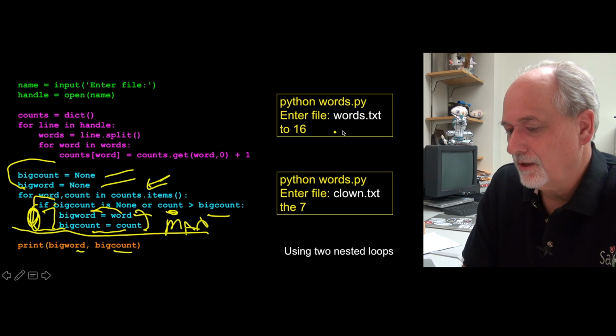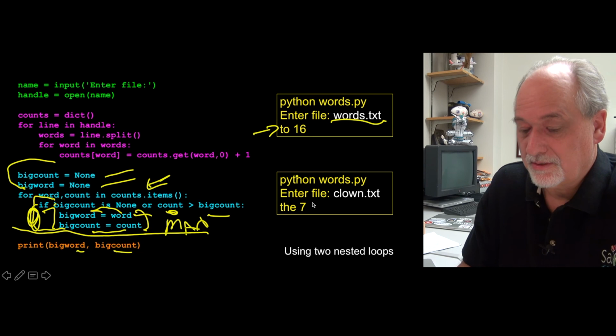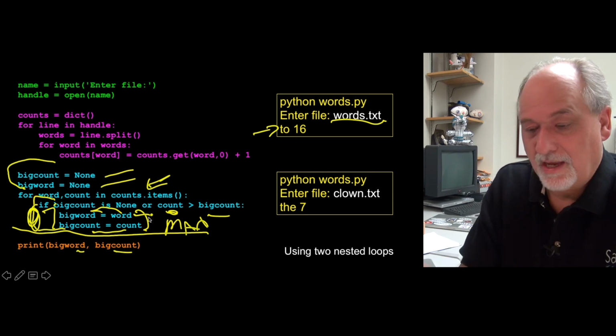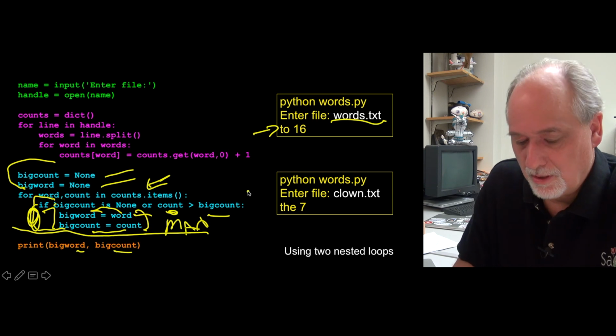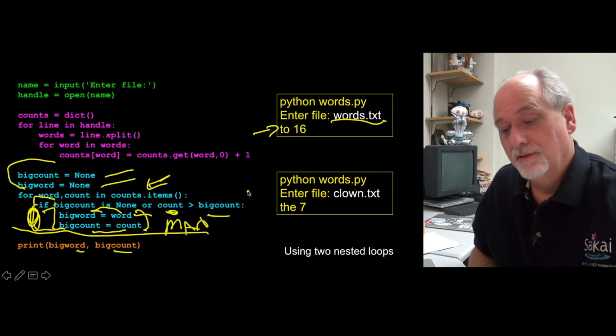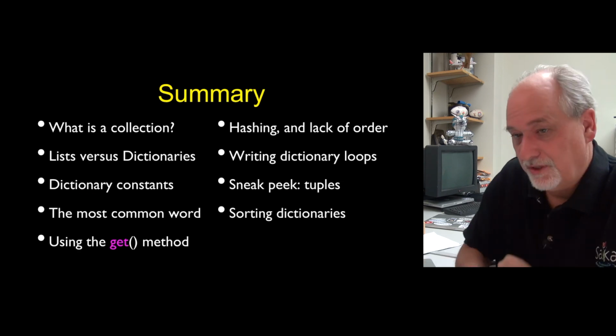And so if we run a file, we say, oh, in that file, 'to' is the most common word, and it's 16 times. If we run the clown file, well, 'the' is the most common word, at 7. And this could be a very large file and it would give you the most common word. And so that is a really good application of dictionaries.